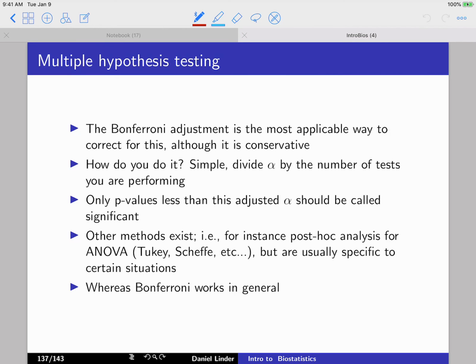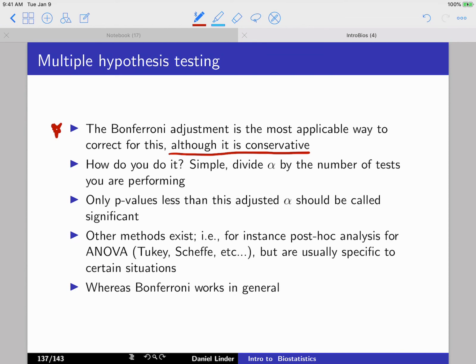So how do you account for that? How do you adjust for that? Well, probably the most general way to do that is this so-called Bonferroni adjustment, which I have in bullet 1. This Bonferroni adjustment is essentially a way to correct for multiple hypothesis testing in very general situations. The only point that I'll point out is it's conservative, but that's not necessarily a bad thing. There are way too many false positives in the literature, so there's nothing wrong with being a little conservative with the analyses and the decisions that you make from data analysis.